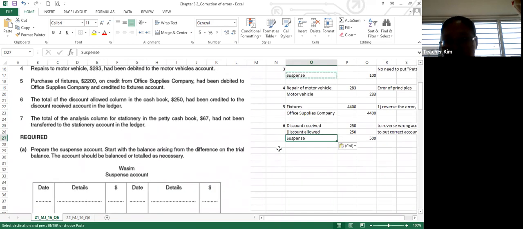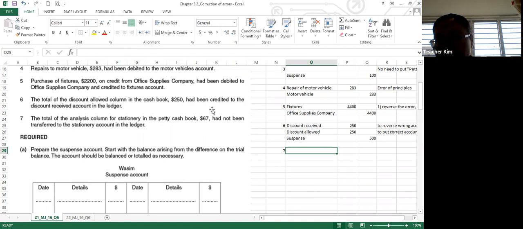Next, question 7. The total of the analysis column of the stationery in the petty cash book, 67, has not been transferred to the stationery account in the ledger. That means the stationery account was omitted. But the petty cash book, no problem. So this is a one-sided error. So we have to put it into the suspense. So the amount is 67.